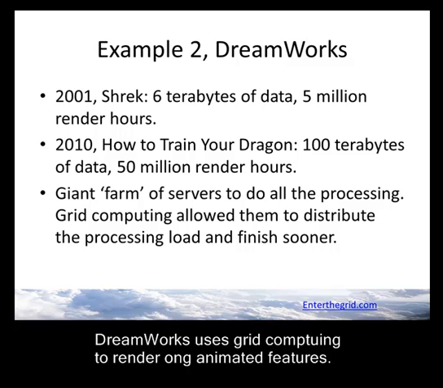9 years after Shrek, the film How to Train Your Dragon was 100 terabytes of data and took 50 million rendering hours. To accomplish this, DreamWorks had a dedicated server farm that ran grid computing, distributing the processing needs over thousands of servers.